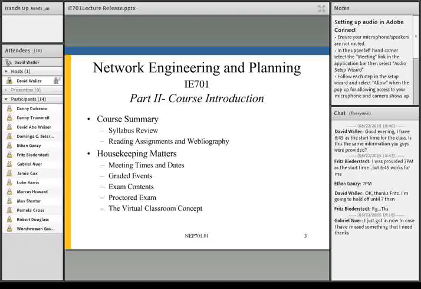So that's basically your graded events, as well as how you are graded for the entire class. As I said before, class participation, 20% of your grade. Midterm exam, 20% of your grade. Graded lab report, 20% of your grade. Final exam, 40% of your grade. And that's basically it. It's pretty simple, folks.